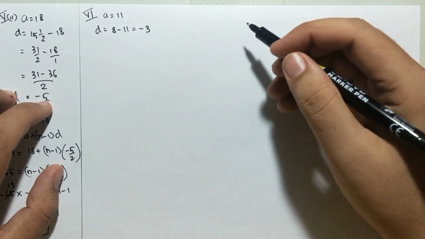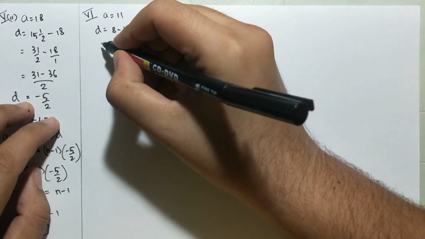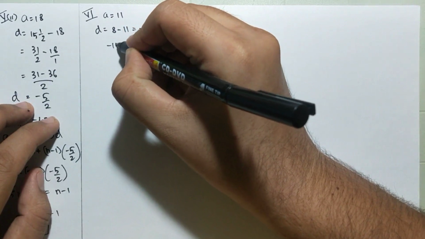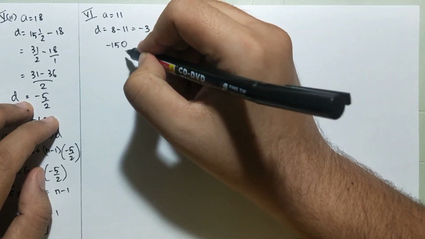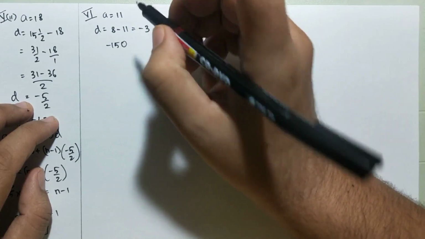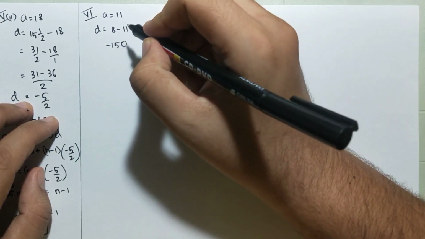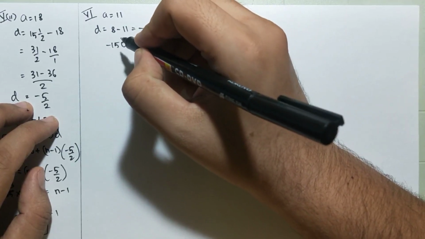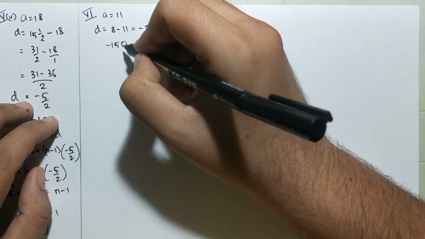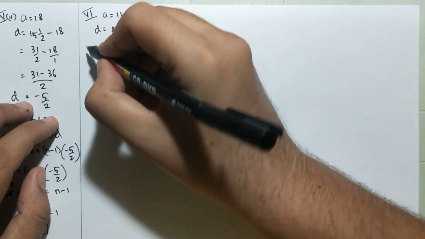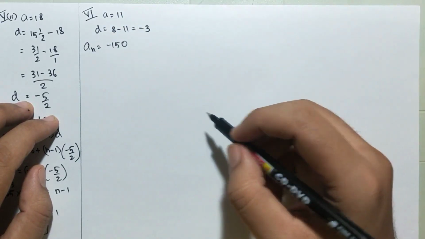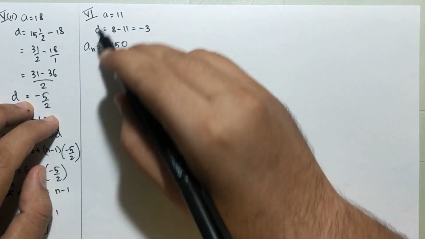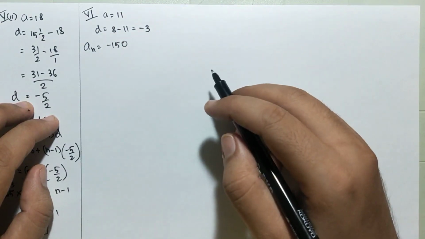नाउ द क्वेश्चन इज कि एक टर्म है जिसकी वैल्यू है -150. क्या इस AP की कोई भी टर्म की वैल्यू -150 हो सकती है? यू हैव टू फाइंड दैट. व्हाट इज द क्वेश्चन? वेदर -150 is a term of this AP or not. So minus 150 is the value of a term, so we'll take a and that. Using this value we'll find the value of n.